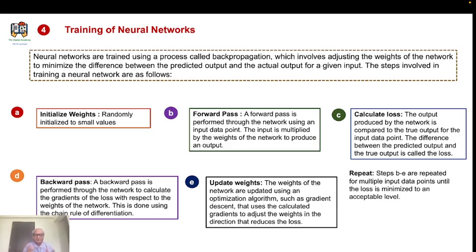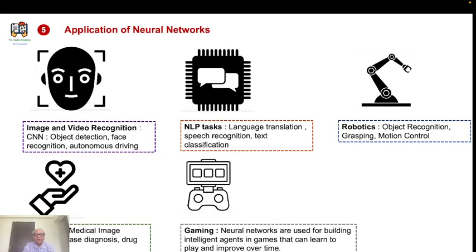With that, we've come to a conclusion of the training process of neural networks, and now let us figure out what neural networks are used for. We did talk about image and video recognition, where the convolutional neural network picks up an object and recognizes the object through the process of convolution.